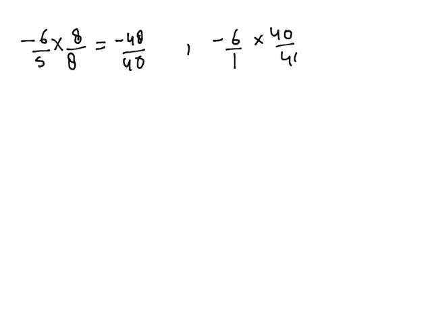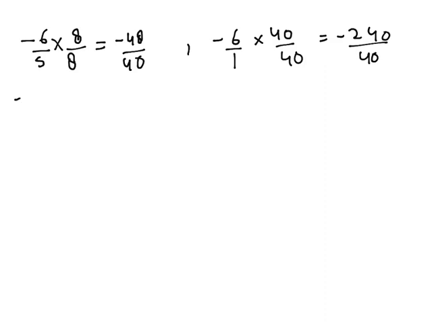Minus 6 by 5. Here we have to multiply with 8 as we have to make the denominator 40. So we will have minus 48 by 40. Next we have minus 6 and over here we have 1. So here we have to multiply by 40 only. So we will get minus 240 by 40.